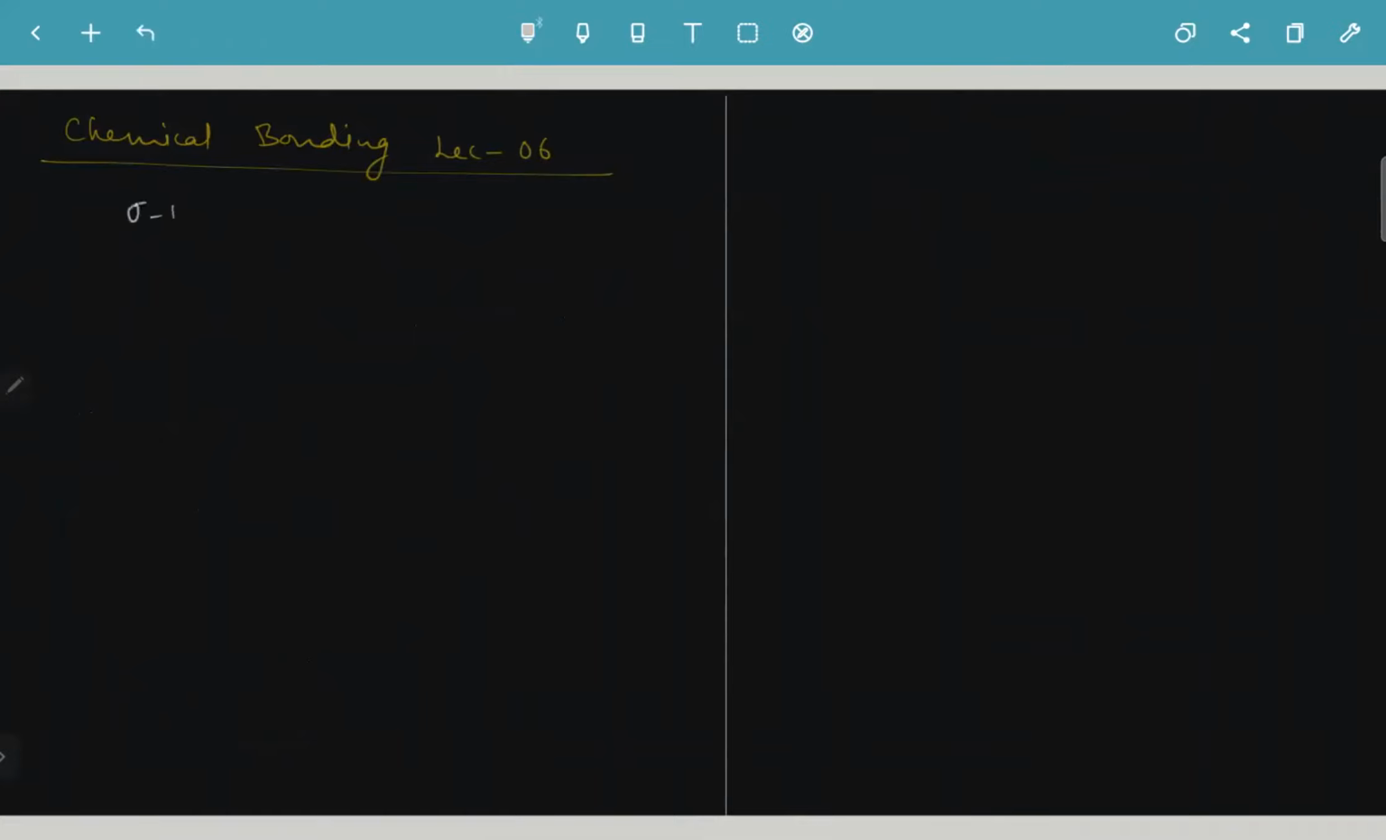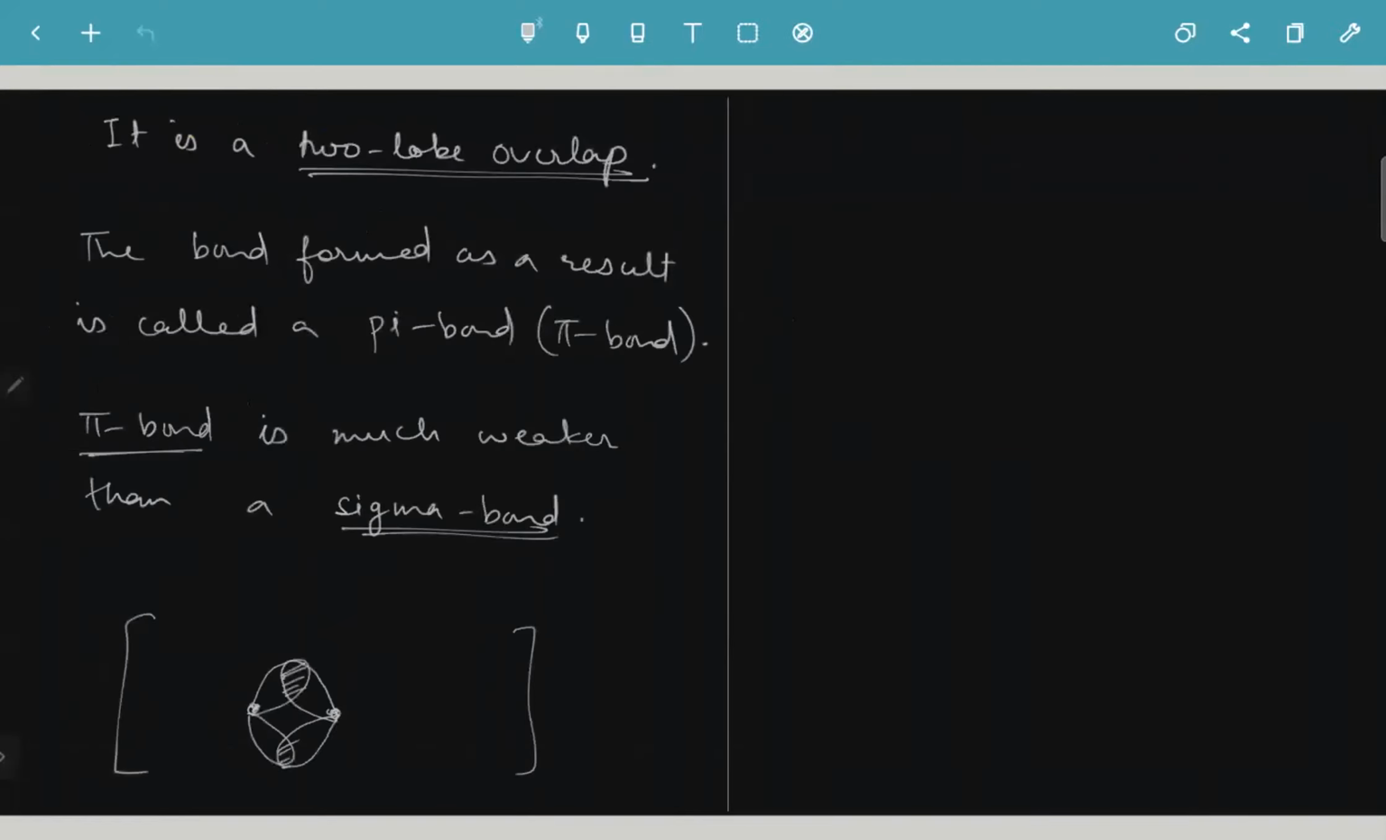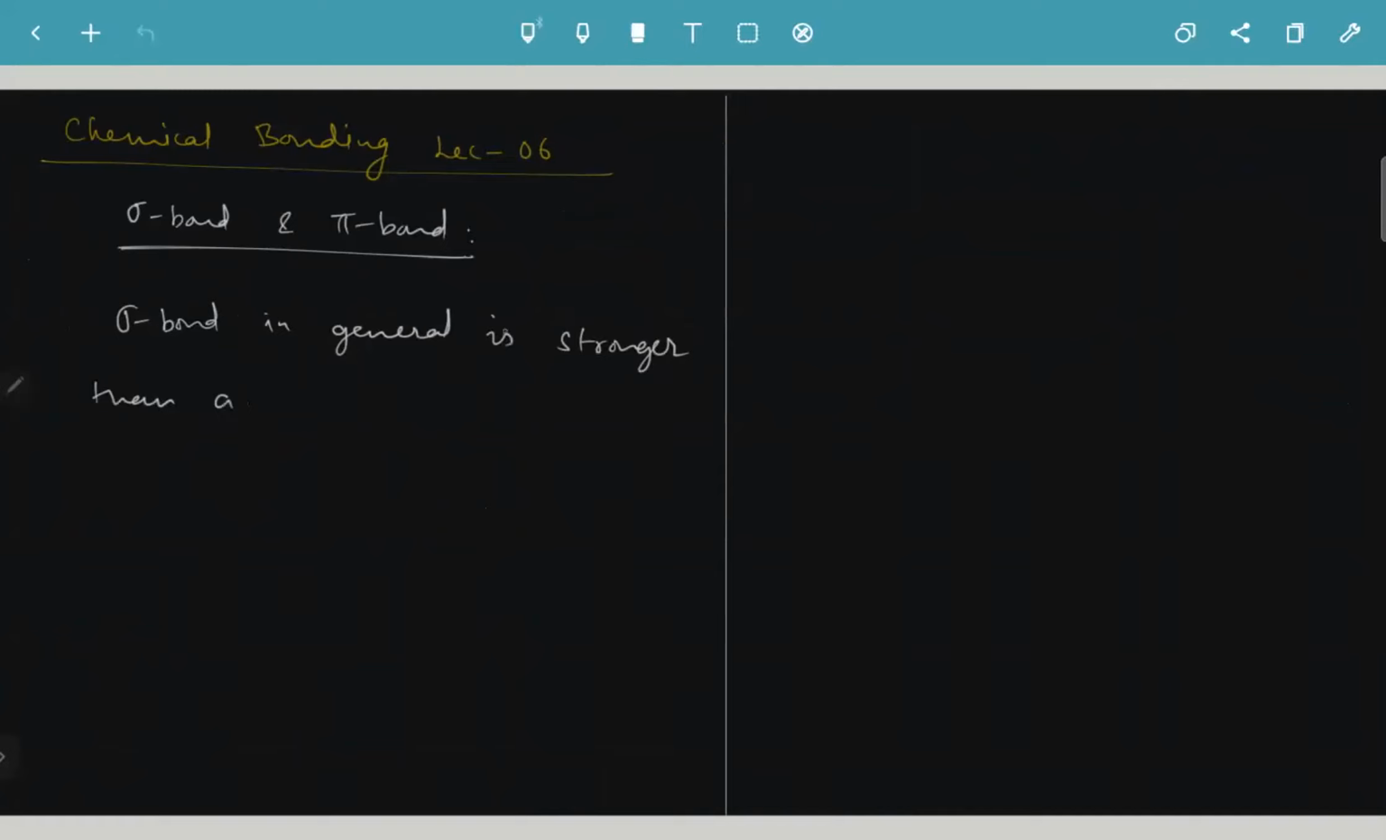Continue with sigma bond and pi bond. An important point related to sigma bond is, sigma bond in general is stronger than a pi bond. मैंने already दिखाया, pi bond is much weaker than a sigma bond. We have already written that.